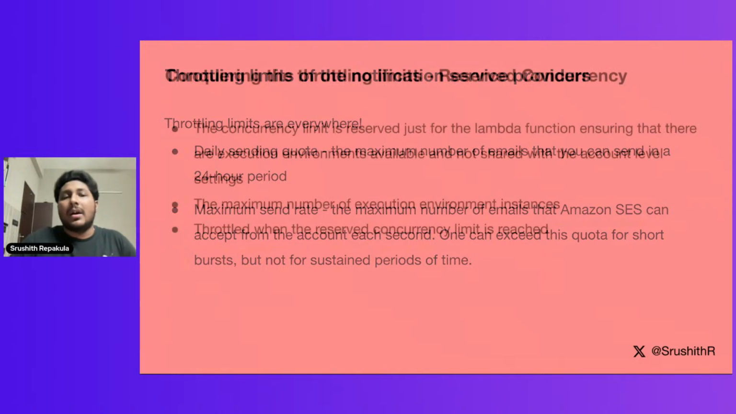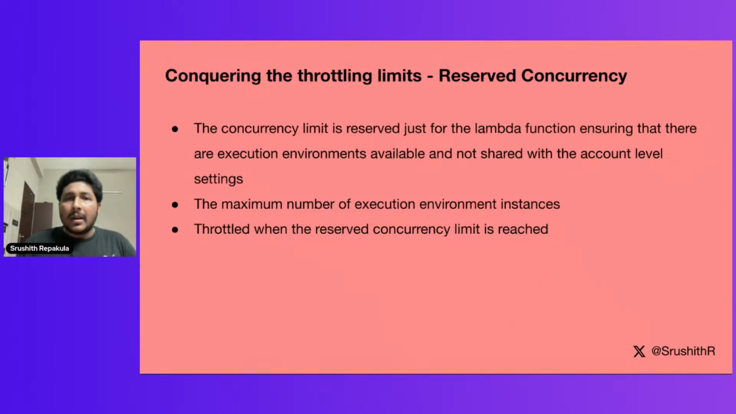Now, how did we conquer this? Imagine a case where, for people who have worked with serverless, you will understand concurrency, right? There's something called reserved concurrency. Before I get into reserved concurrency, let me talk about concurrency for Lambda functions. The default limit is 1,000 Lambda functions can be executed concurrently in a particular AWS region across your Lambda functions.